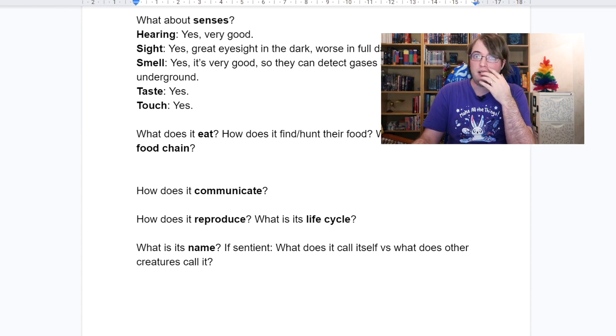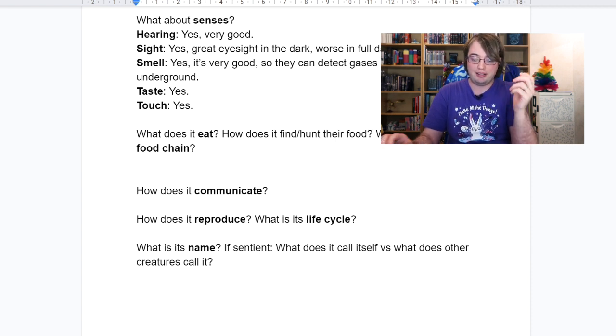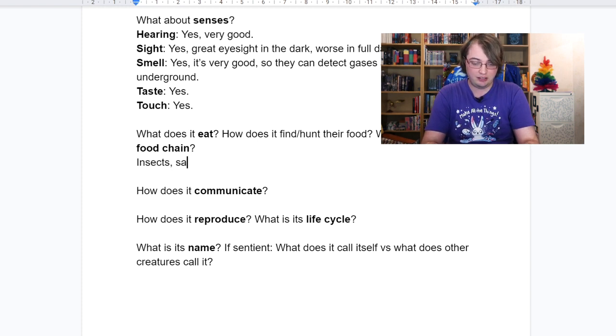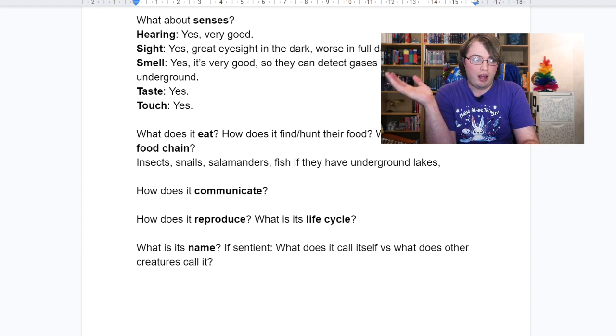And the next question is, what kind of food is available in caves? I mean, there are going to be insects and snails and certain salamanders that live underground. If there are underground lakes, there's probably fish and things like that. So I think they eat a bunch of that. And then they probably go outside of the caves to find food as well.